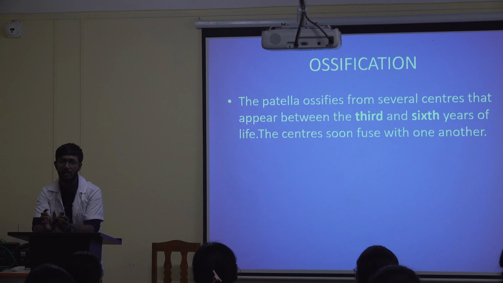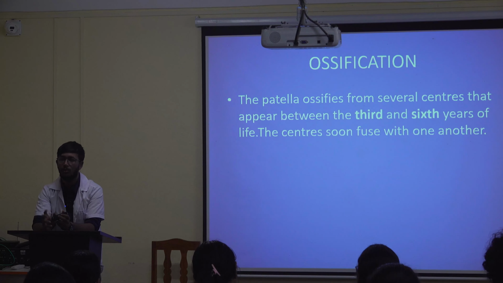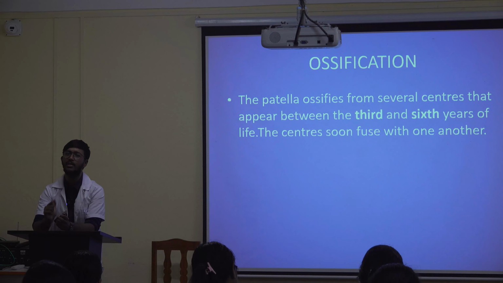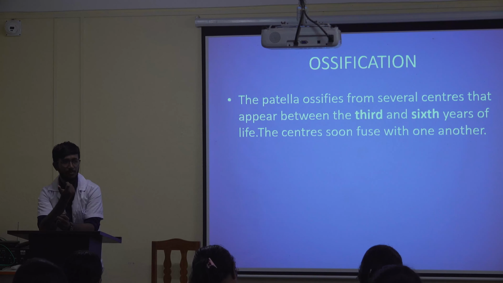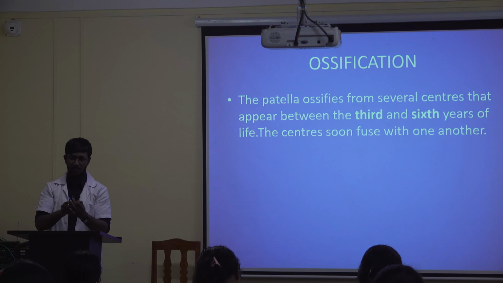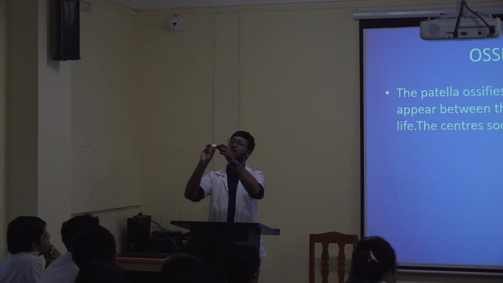What do you mean by bipartite? Two parts. In some children or patients, if you do an X-ray, you will see that there are two patellas: this large piece, and a smaller part that looks broken out. You will think that the patella is broken, but it is not the case. It is actually a bipartite patella. Most of the centers have fused together, but one center is left behind, which hasn't fused with the rest of the patella, so it becomes a detached bone. That is bipartite patella.